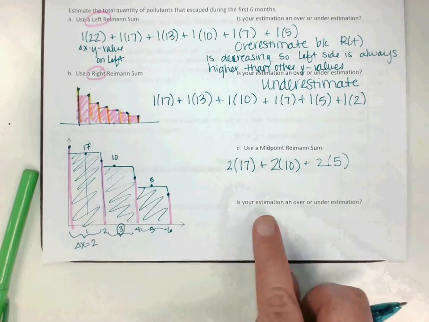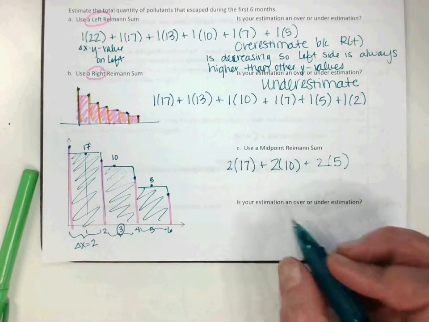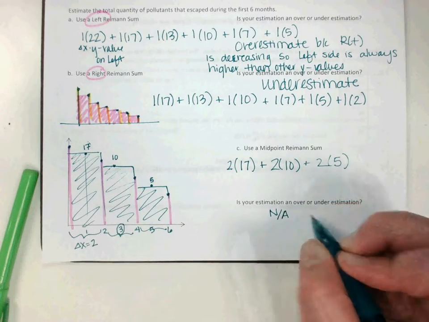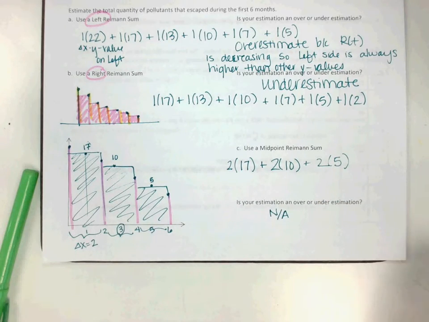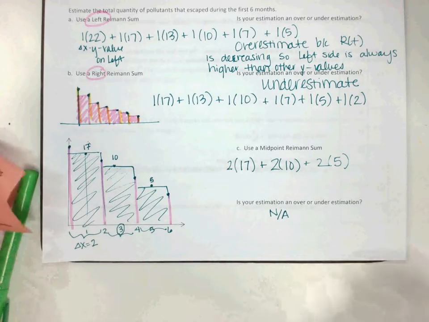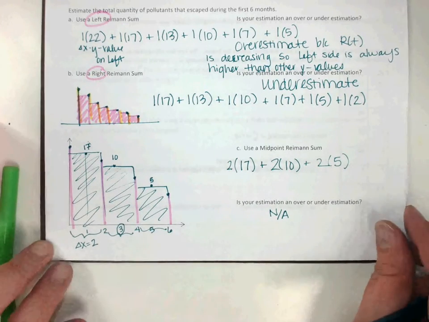Now, what did we say about over, under? NA. We don't know. Now, you could say it's more accurate, but you don't know if it's too big or too small. Good.